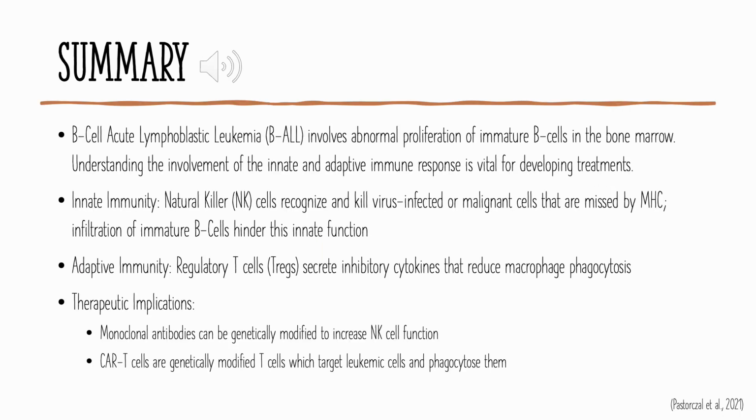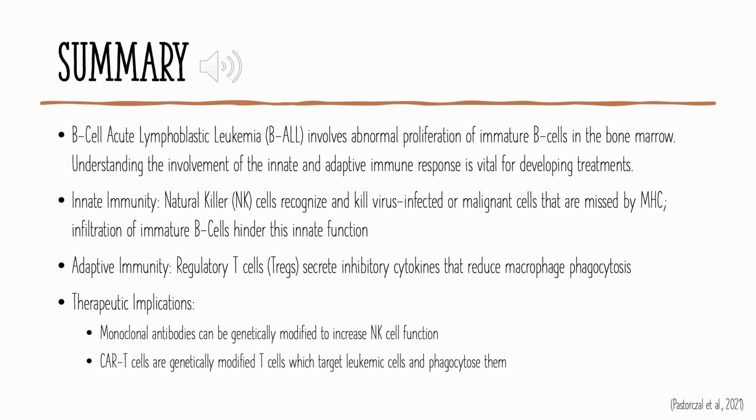In B-cell acute lymphoblastic leukemia, abnormal proliferation of immature B-cells in the bone marrow disrupts normal immune function. Understanding the roles of innate and adaptive immunity is crucial for developing effective treatments. Innate immunity involves natural killer cells, which recognize and eliminate virus-infected or malignant cells. However, infiltration of immature B cells hinders NK function, compromising this innate defense mechanism.